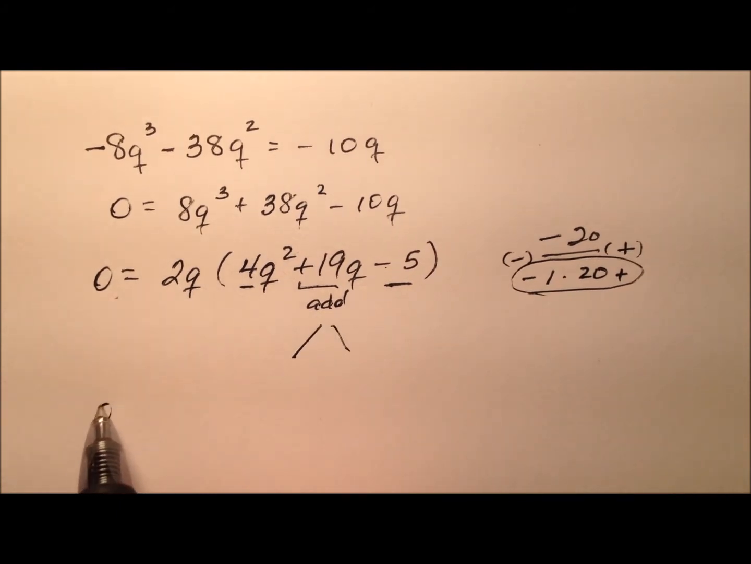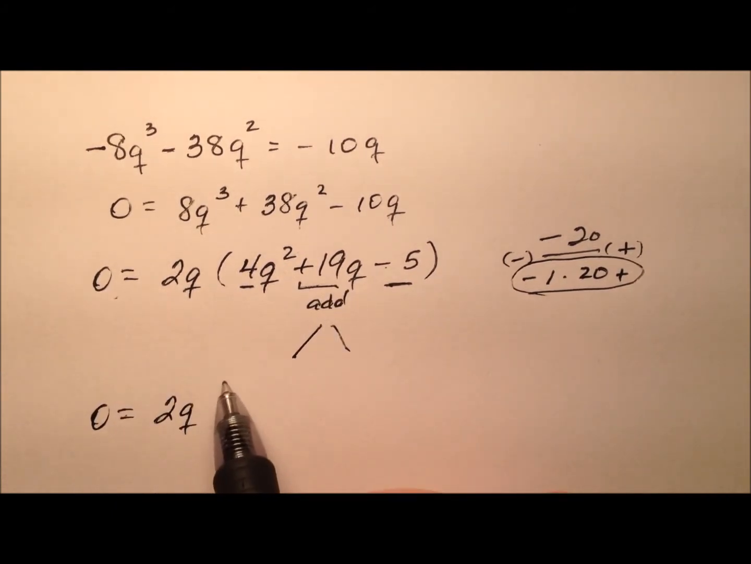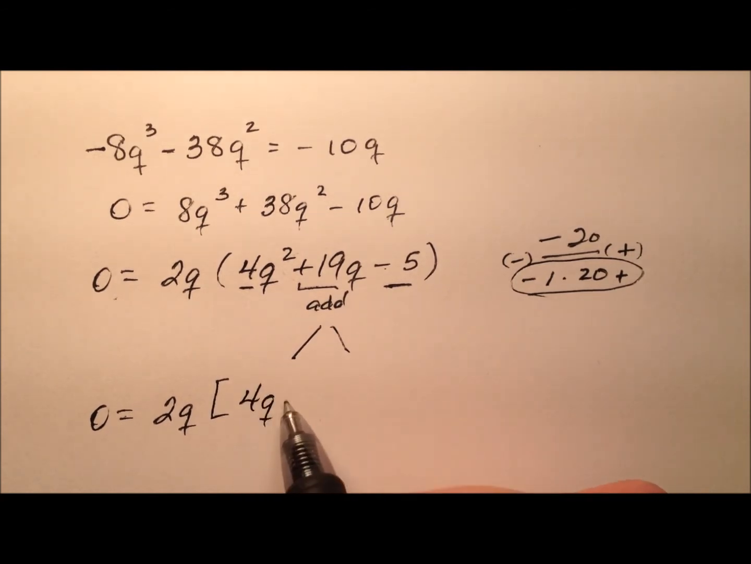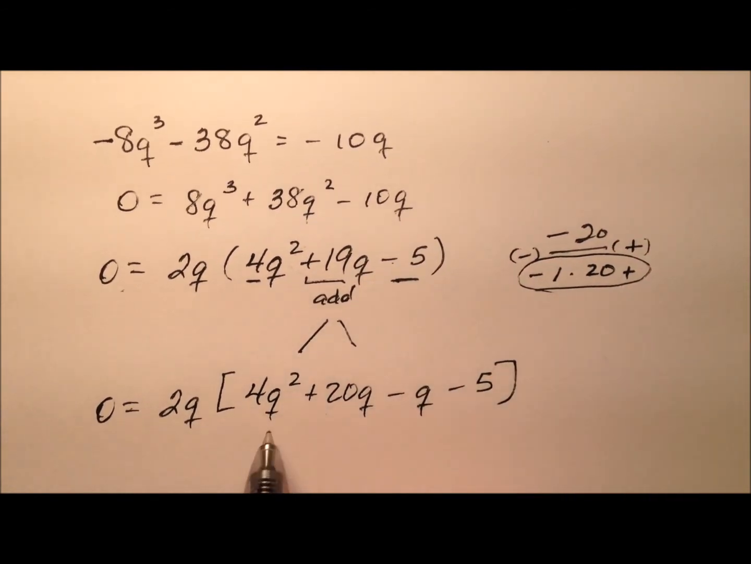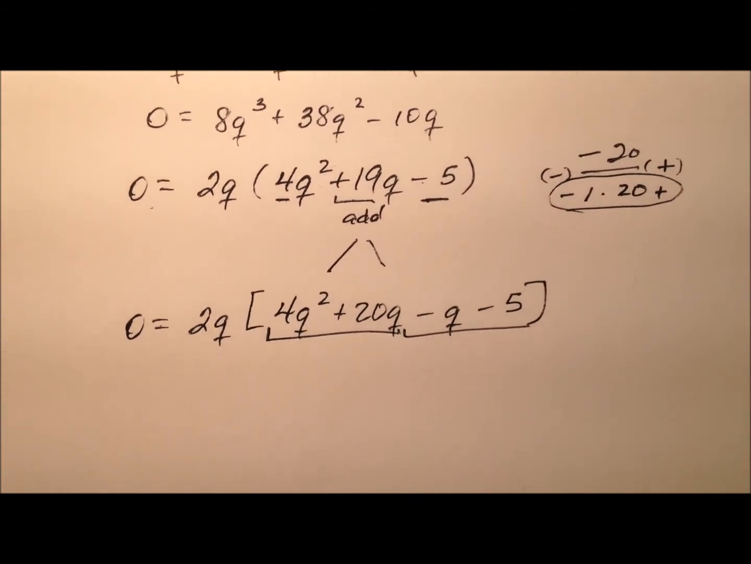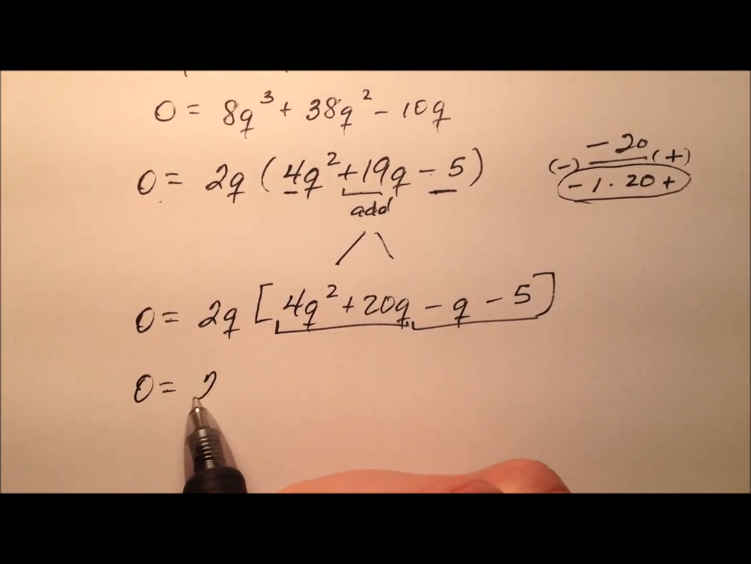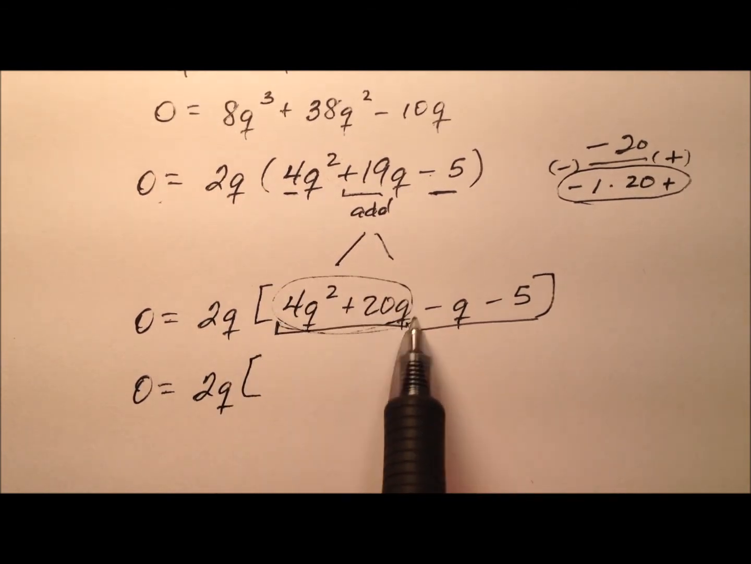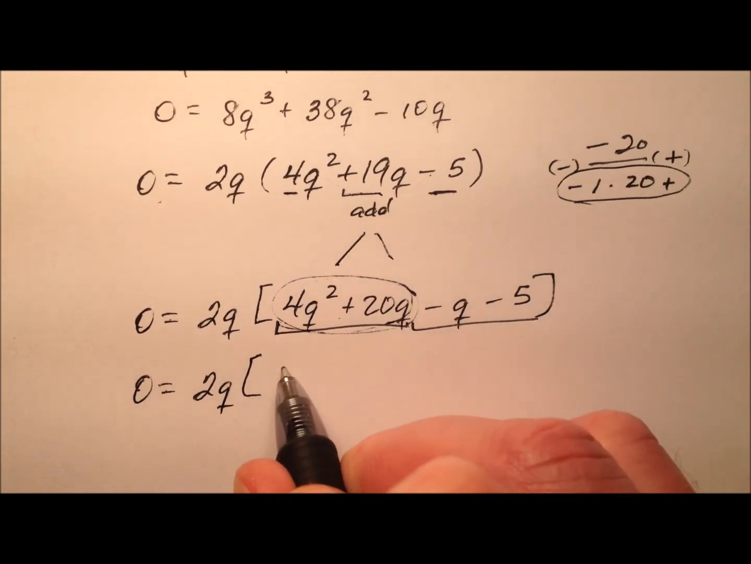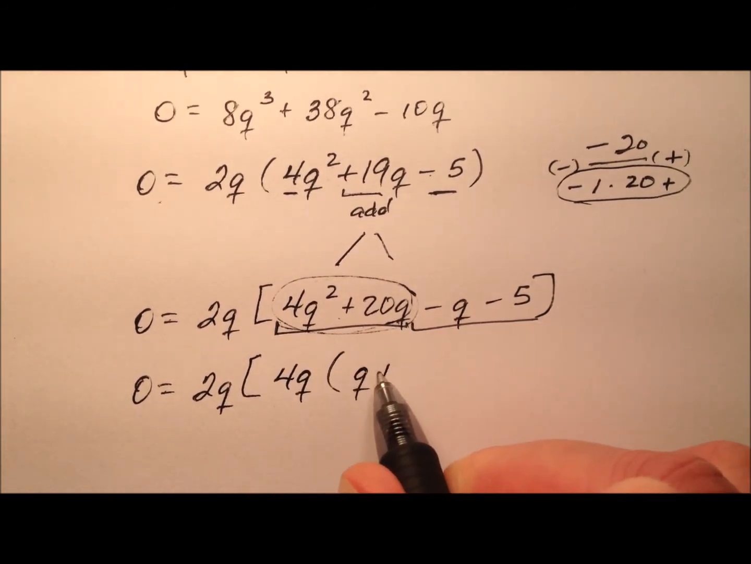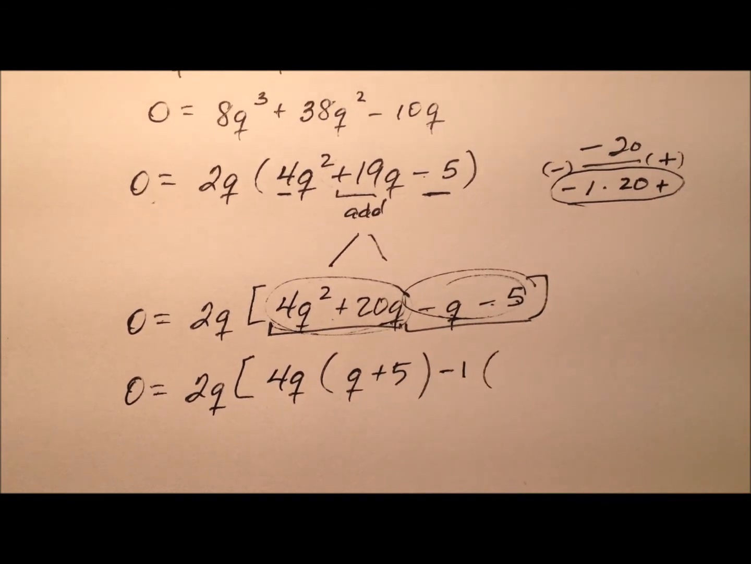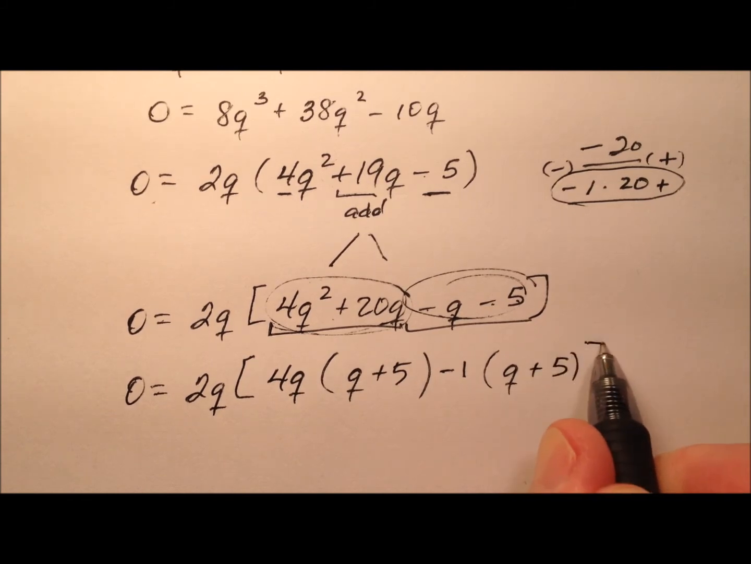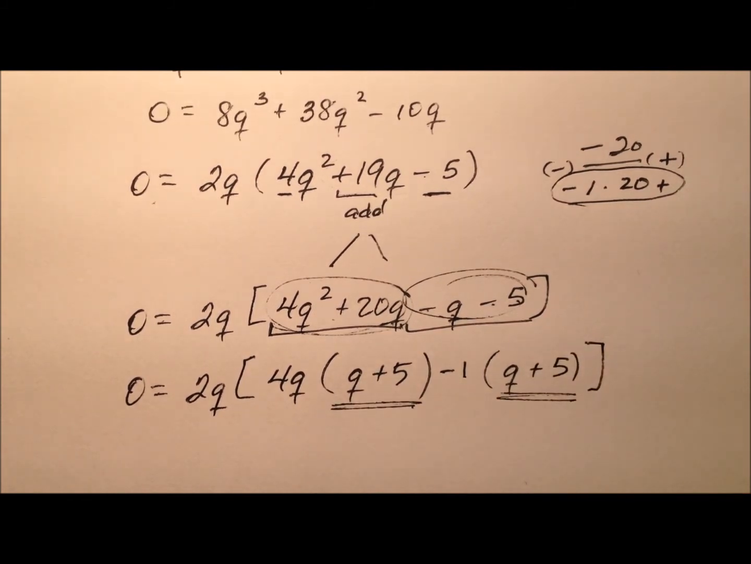Let's take that middle term, the linear term, and split it up. So we have 4q squared plus 20q minus q minus 5. At this point we can factor by grouping, because that's how the AC method works. I have the 2q, and in this first pair I can factor a 4q out, leaving q plus 5. In the second pair, negative q and negative 5, I'm taking a negative 1 out, so make sure you put the negative and the 1 there. The leftovers are q plus 5. These are the same, and that's what we want.